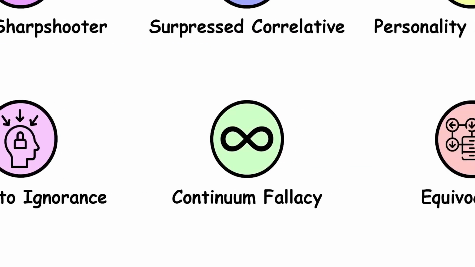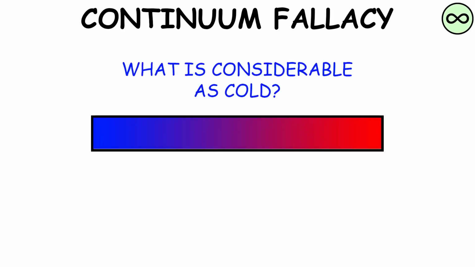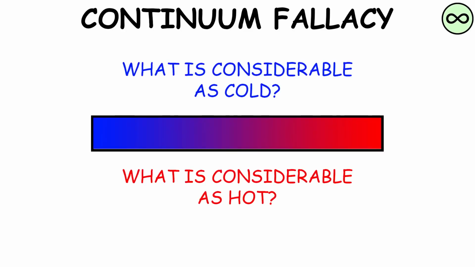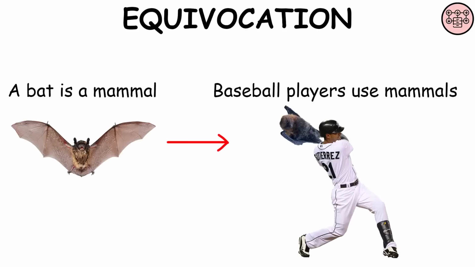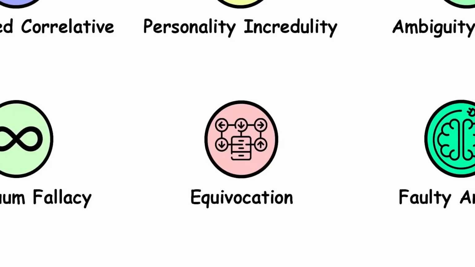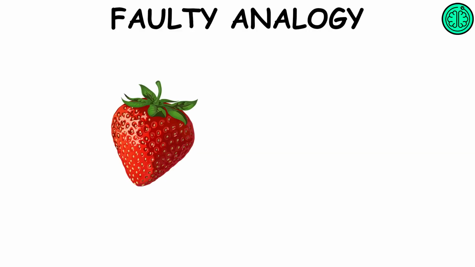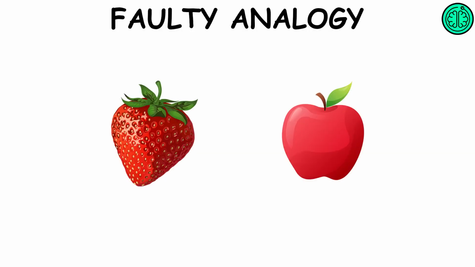Continuum fallacy. It's the argument that two states or conditions cannot be considered distinct, or do not exist at all, because between them there exists a continuum of states. Equivocation. The equivocation fallacy refers to the use of an ambiguous word or phrase in more than one sense within the same argument. Faulty analogy. A faulty analogy is saying that two things are alike in other ways just because they are alike in one way.